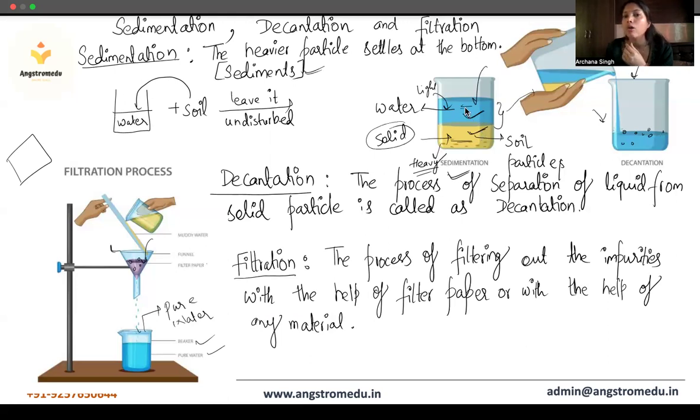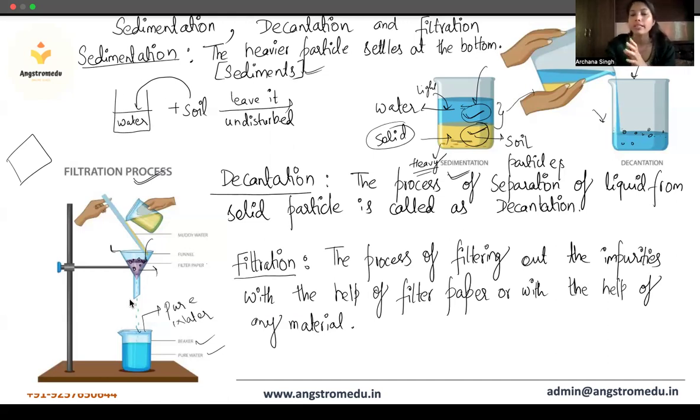So the separation of liquid from the solid particle is called decantation. Fine. Now decantation will still leave some material which we want to separate. For that, we will go for the filtration process. In filtration, we are using filter paper and a funnel, and we are pouring this muddy water into it. Whatever impurities are there will stick to the filter paper, and the pure water will be collected in another beaker.